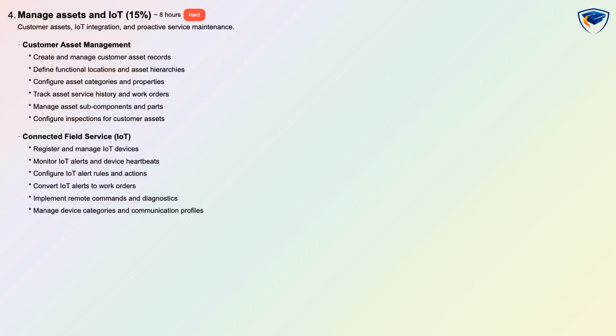The focus is on customer asset records, asset hierarchies, and integrating IoT for proactive maintenance. You will create and track customer assets, functional locations, service history, and inspections, and manage subcomponents and parts. For IoT you will register devices, monitor alerts and heartbeats, configure alert rules that convert to work orders, and implement remote commands and diagnostics.